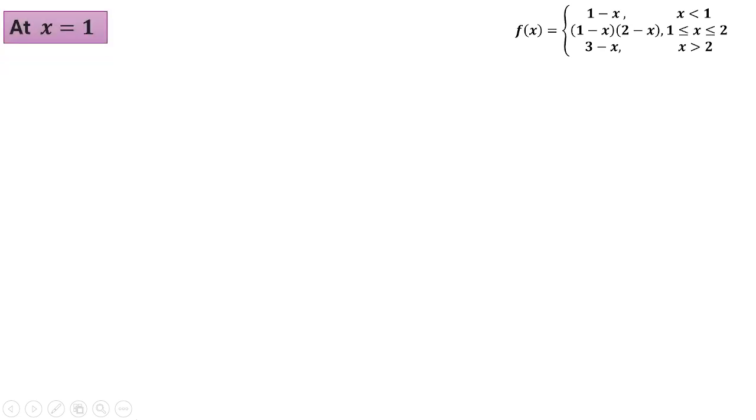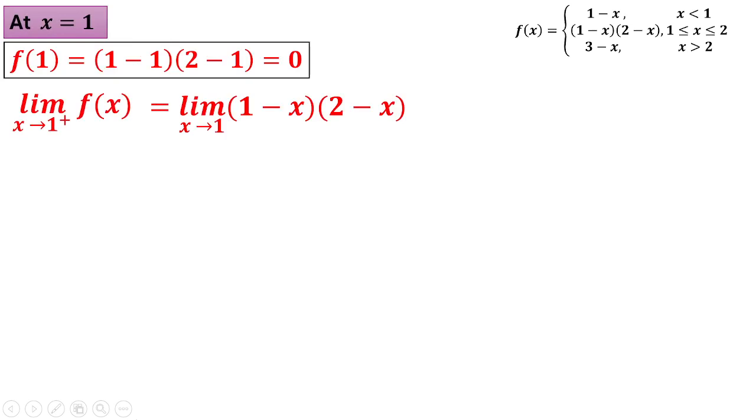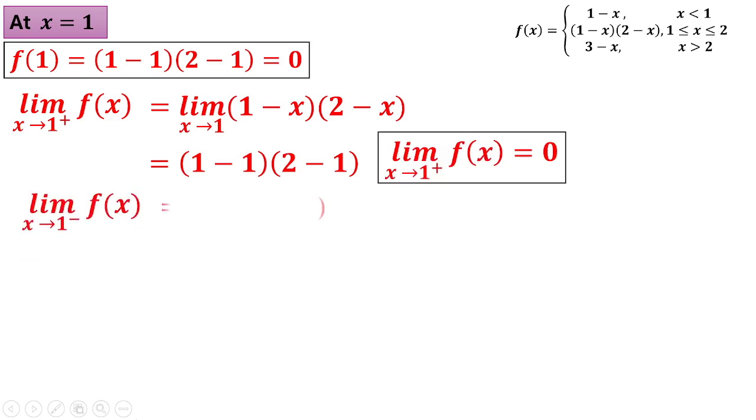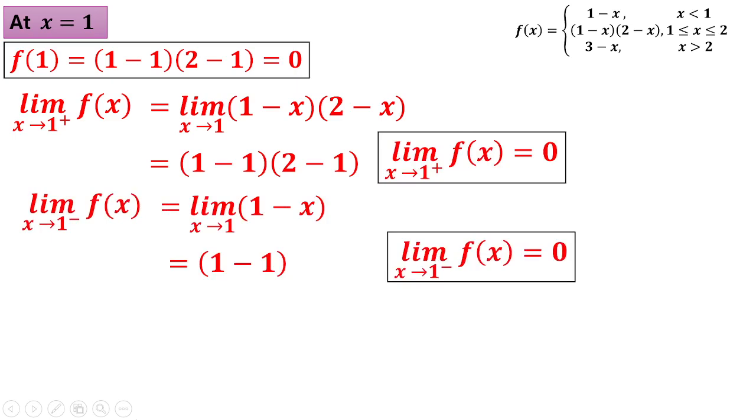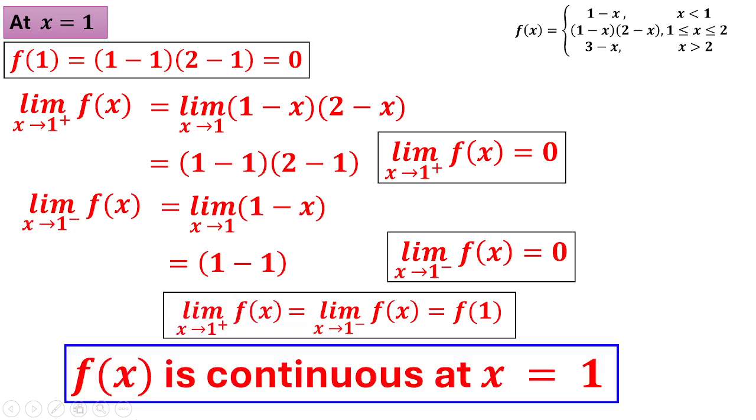That is very clear. At x is equal to 1, as usual, f of 1 is given. We are finding the right limit. Right limit value is coming as 0. Let us go to the left limit. Left limit answer is also 0. And the functional value is also 0. Therefore, it is continuous at x is equal to 1. So the function is continuous.